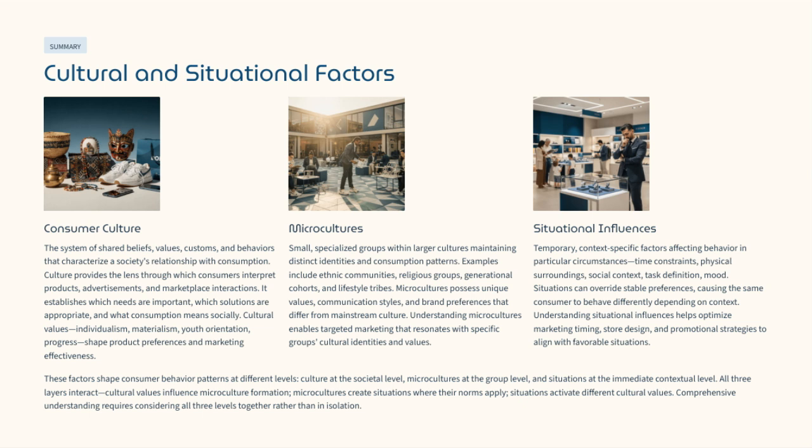Moving on, microcultures are small, specialized groups within larger cultures that maintain their own unique identities and consumption patterns. Think of ethnic communities, religious groups, or even lifestyle tribes.